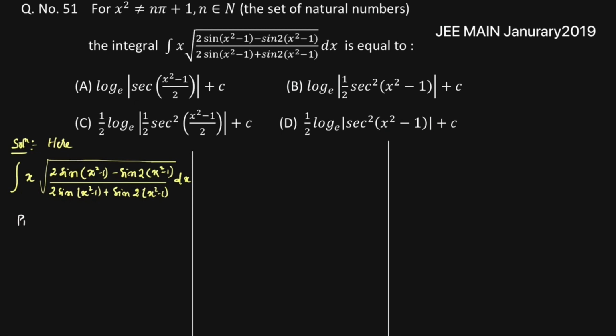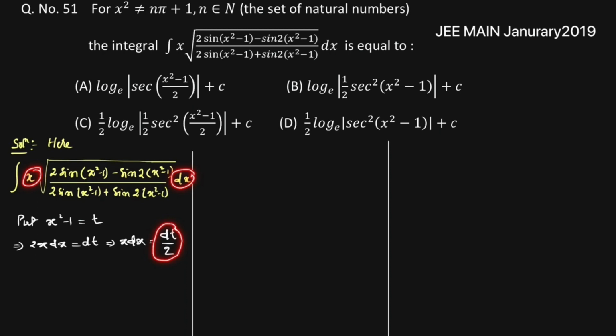So put x square minus 1 equal to t, differentiating both sides with respect to x, then we will get 2x dx equal to dt. This implies that x dx equal to dt by 2. So in the place of x square minus 1 we put the value t, and x dx we are able to put dt by 2.